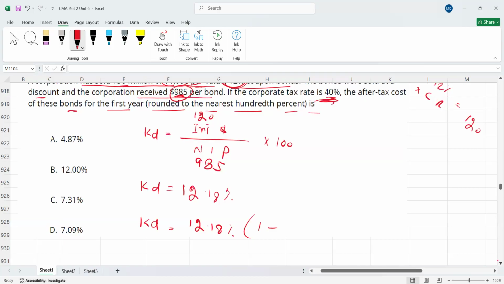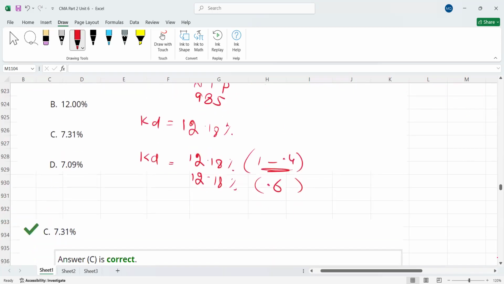Tax is how much? 40%, so 0.4. So 12.18% times 0.6, since 1 minus 0.4 is 0.6. If you solve it, that is going to give you 7.31%. You can check the calculation, guys. I believe 7.31% is the post-tax cost of debt. Okay, guys, so this is 7.31%. Option C is the correct option.